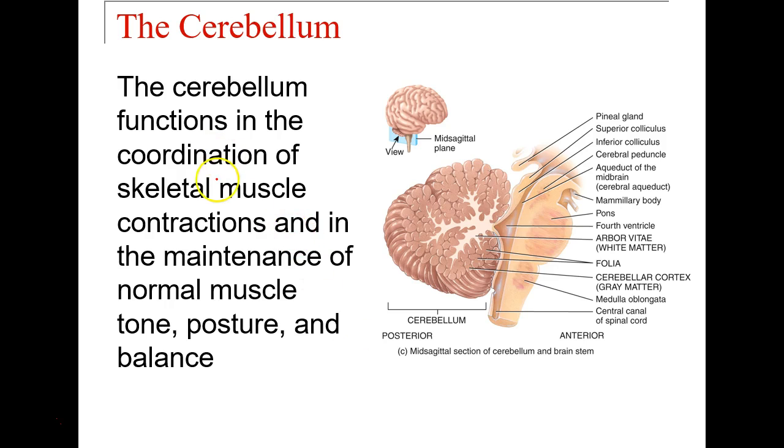Okay, so again, big thing, coordination with skeletal muscle contractions and helping maintain posture and balance. The arbor vitae, that tree of life, is describing this white matter. Kind of looks like a tree if you squint your eyes hard enough there.